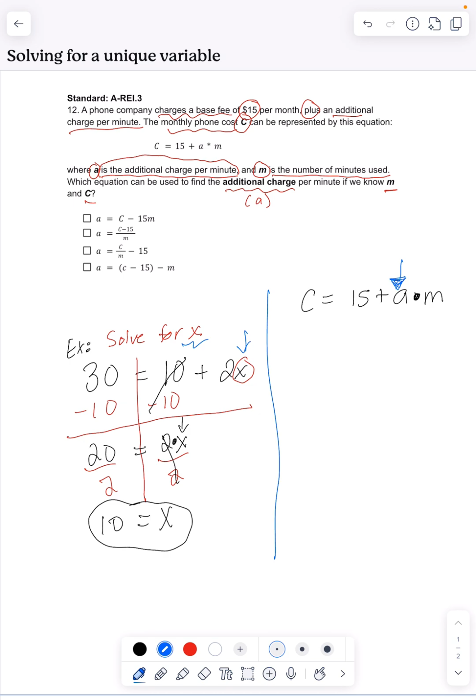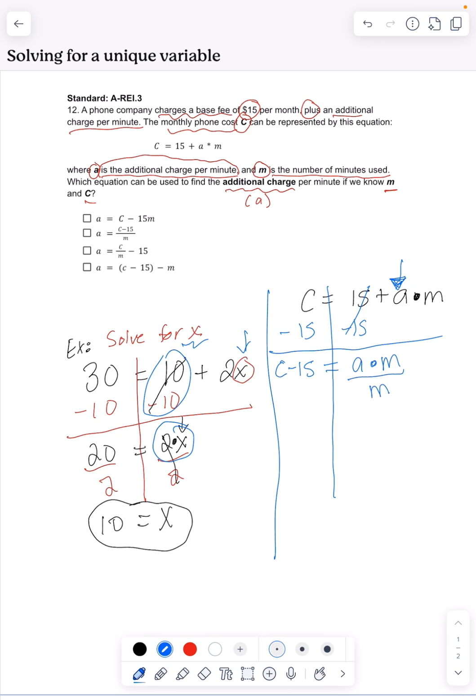So in this case, same thing like we did here. We have to get rid of the constants on the left hand side, so we subtract 15 from both sides. And we don't know what C is, so we just leave it like that. So C minus 15 is equal to A times M. And again, we're solving for A. Before, we were solving for x, which was multiplying by that 2, so we divided by 2, because we take the inverse. In this case, we want A by itself, so we divide by M to get rid of that.